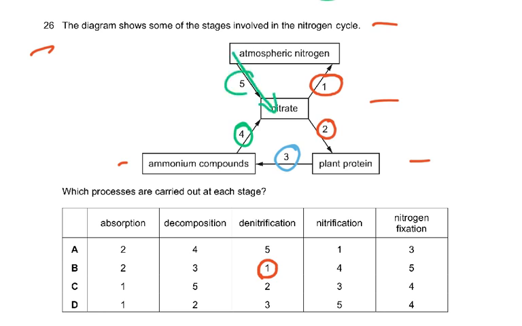This is nitrogen fixation, which is done by lightning. How is nitrogen of the air fixed so that it becomes nitrates in the soil? So this was how you had to do this question.